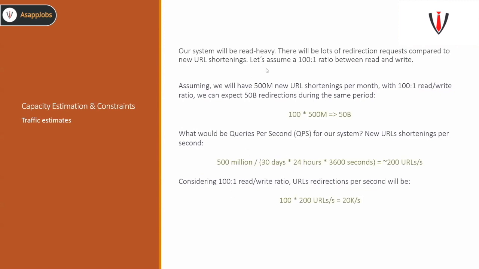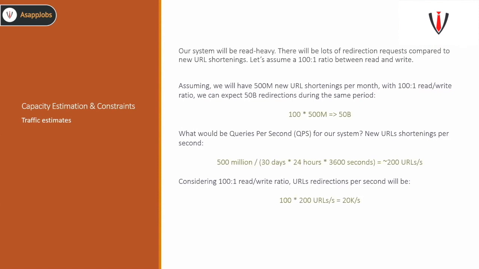So what we are going to assume is a 100:1 ratio between read and write. Again, some random number out there: we say there are 500 million new URL shortenings per month. So what are the expected redirections during that same period? If 500 million are registered in a month, and we have a ratio of 100:1, that means 500 million times 100, which makes it 50 billion. So the number of redirections we are looking for is 50 billion in a month, and the number of registrations is 500 million in a month.